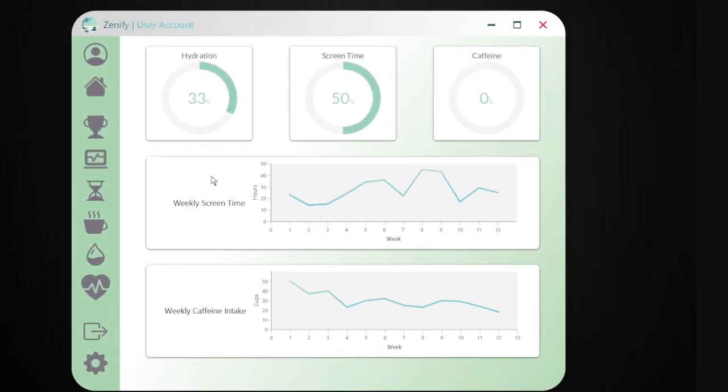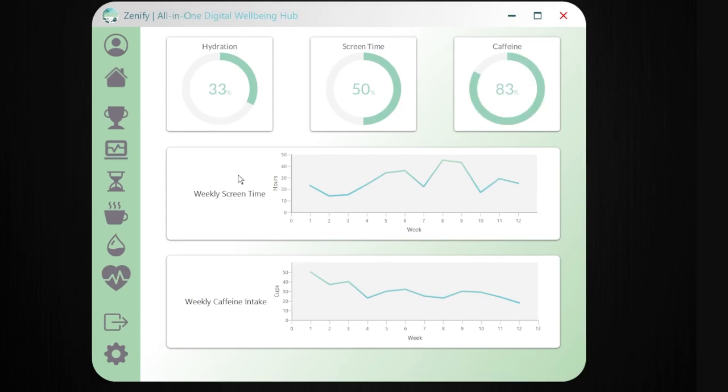On the main screen of the application, the user is presented with all the relevant tracking information. So for example, the hydration here is saying that the user has consumed 33% of their daily goal, and vice versa for the various goals. And it has a weekly trending graph for screen time tracking and the weekly caffeine intake. And this is all stored to the user account that's logged in.